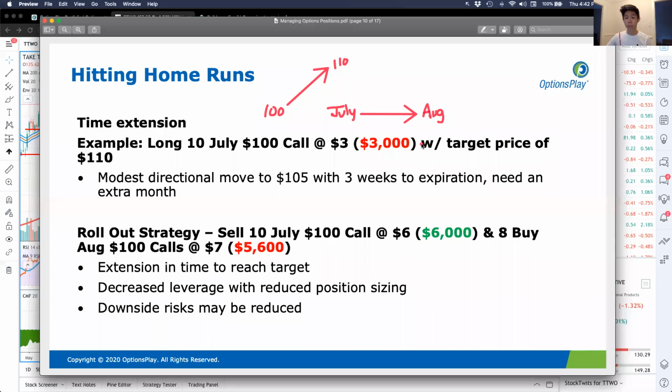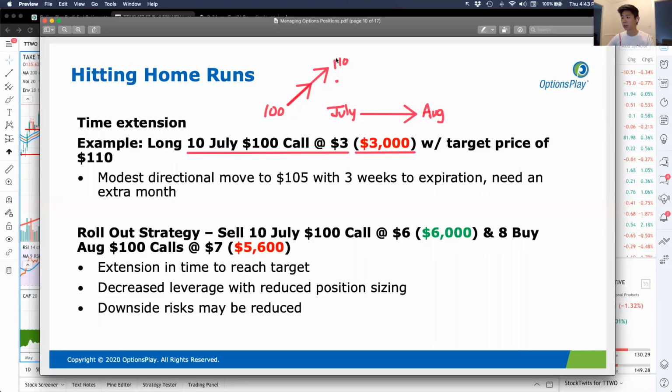And you know that when it comes to options, to buy more time, you have to spend more money. You have to risk more money. So here's a strategy that you can utilize where you can extend that time without necessarily spending any more money. So let's say I buy this July call option. I buy 10 contracts of it. It cost me $3 a call option, and a total of $3,000 for the 10 contracts. And I have a target price of 110. What happens is I get a modest directional move to 105 in, let's say, 3 weeks' time.